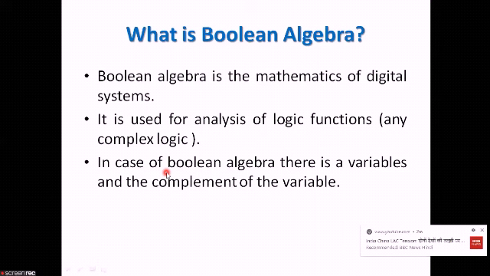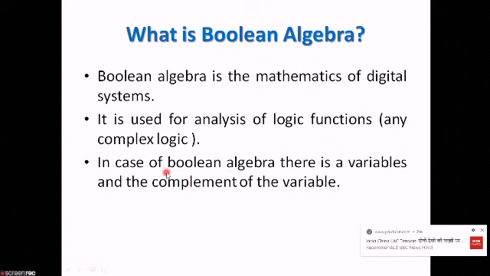Here we will be following the positive logic. That is, binary 1 represents the higher of the two voltage levels, that is plus 5 volts, and the binary 0 represents the lower of the two voltage levels, that is 0 volt. Ideally, no other voltage can ever occur at the inputs or the outputs.